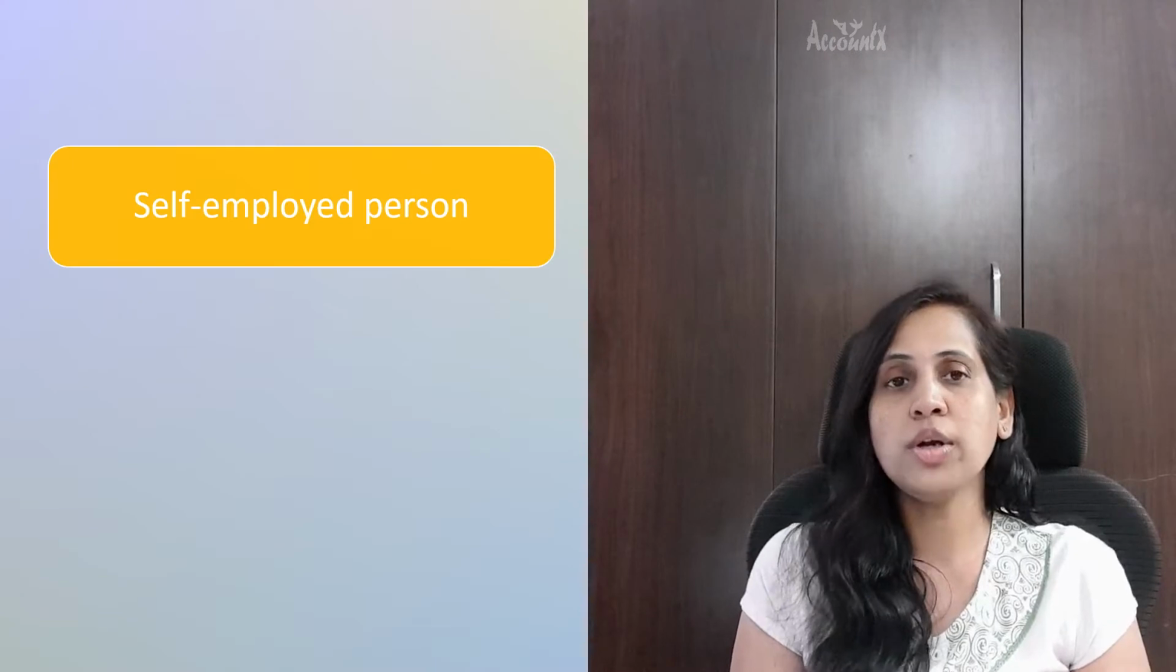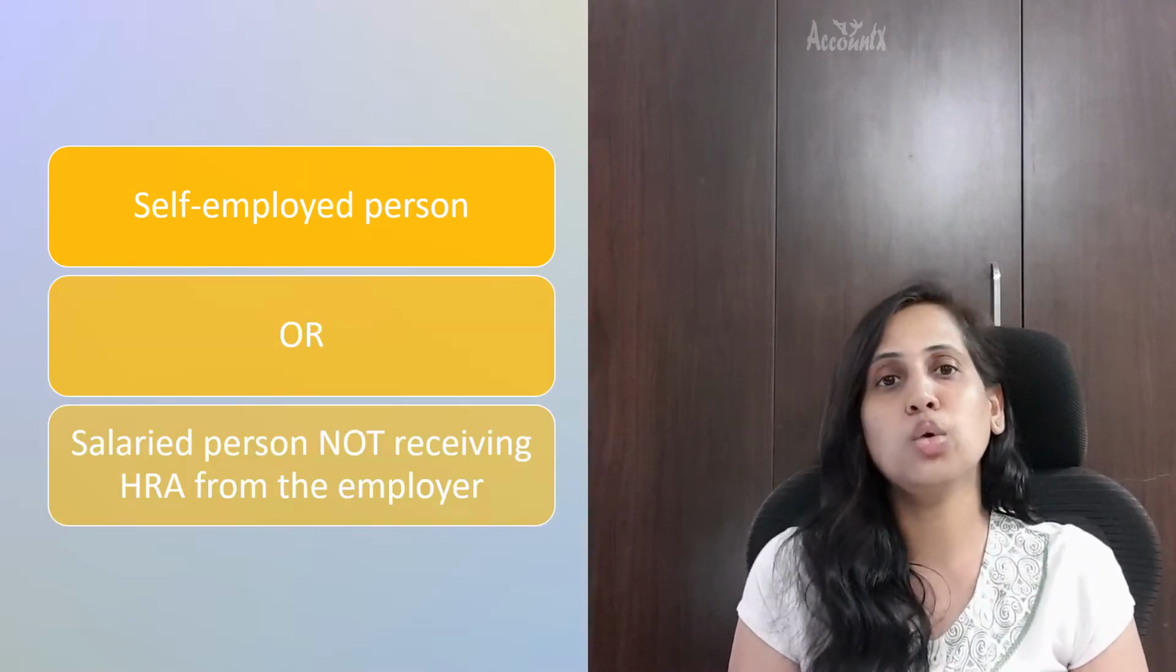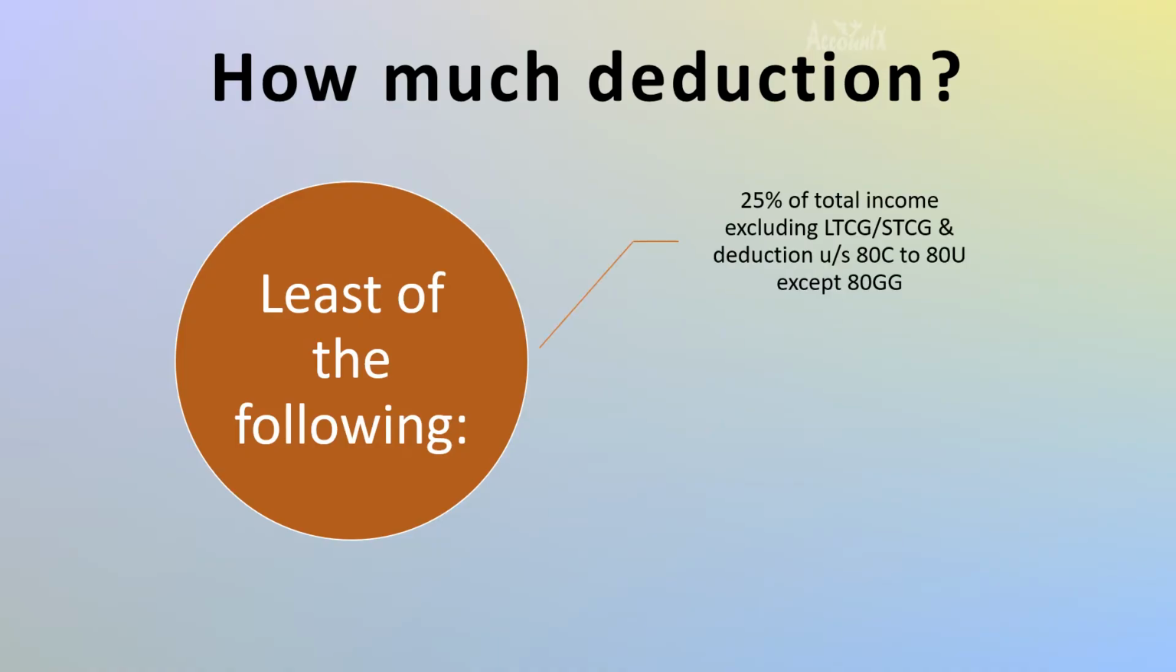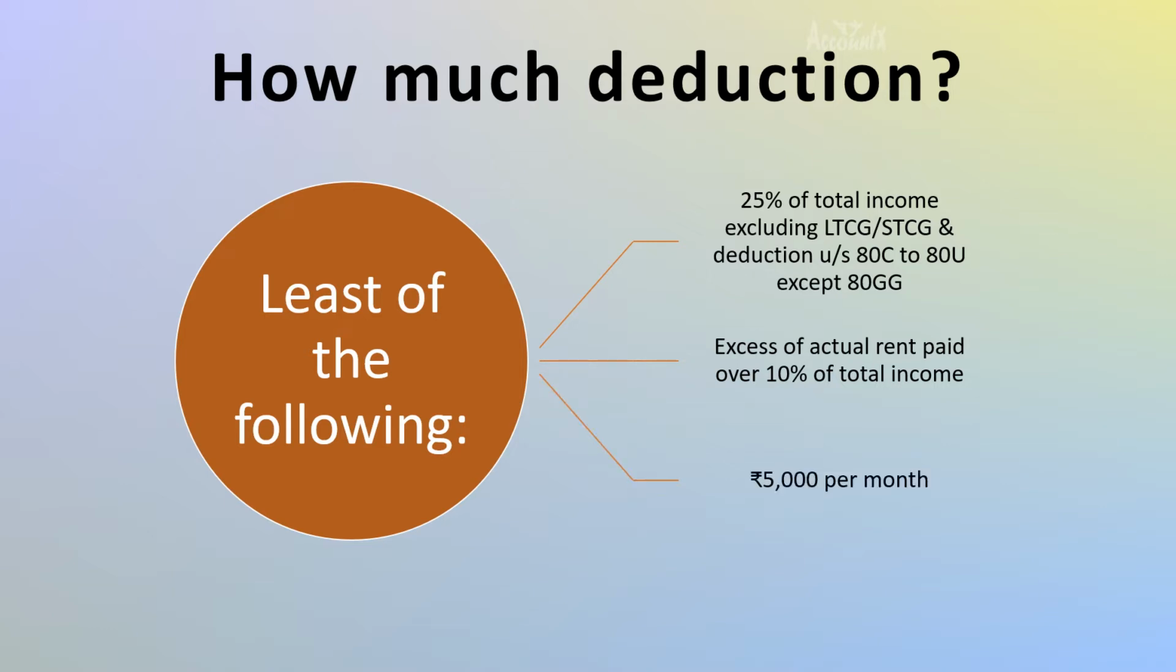Now let's go through the benefits when you are self-employed or if you are salaried but do not receive HRA from your employer. Maximum deduction that you will be able to avail is least of the following. First, 25% of total income excluding long-term capital gain, short-term capital gain and deductions under section 80C to 80U except 80GG, or excess of rent over 10% of total income so computed, or 5,000 rupees per month.